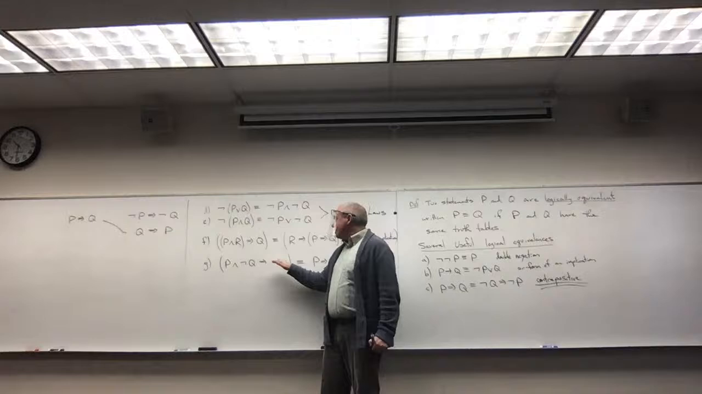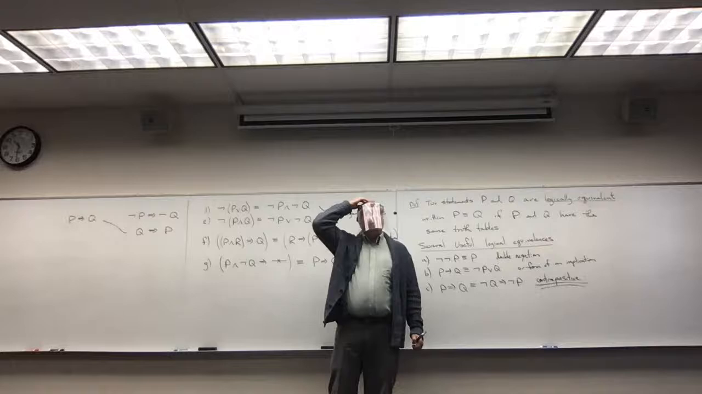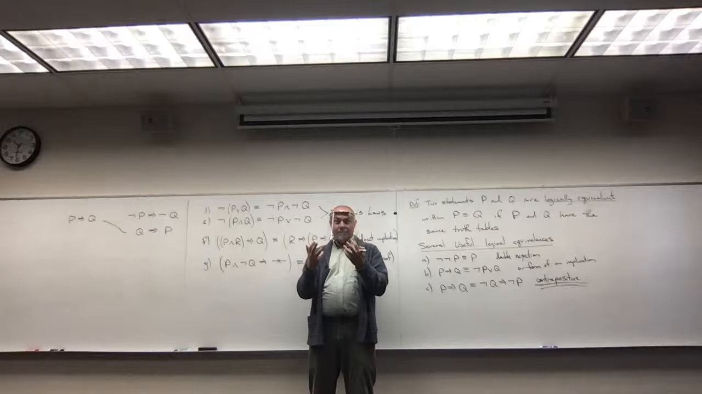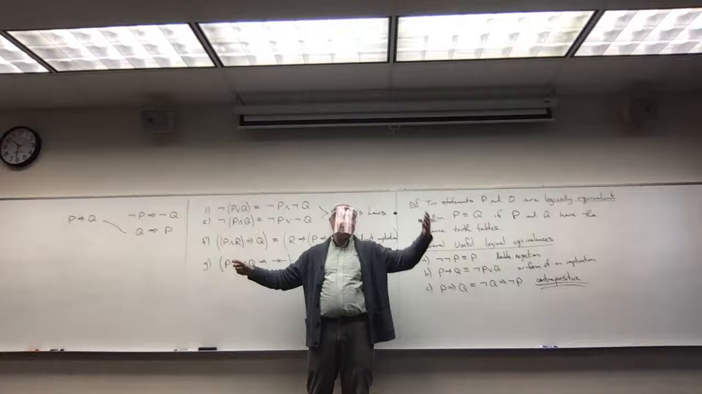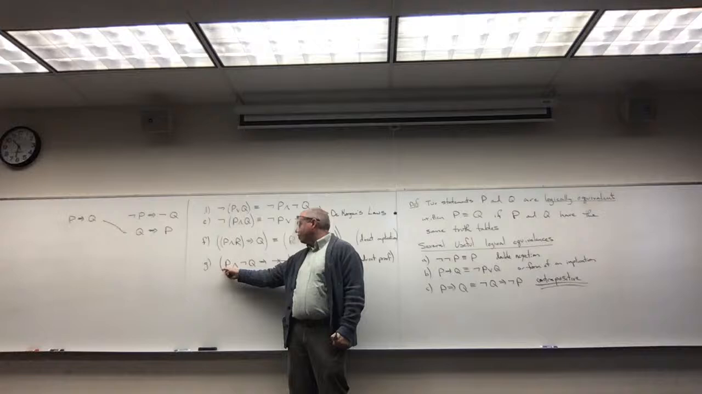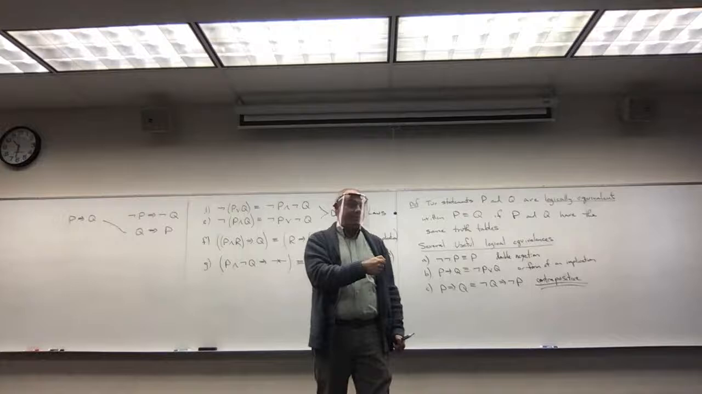So think of it this way. If you could show me that it's absurd for P to be true at the same time that not Q is true, that those two can't be true together, then that means that if P is true, then Q has to be true as well, because these two can't be true together. Does that make sense? So if these two can't be true together, then if this one's true, that means that Q must be true at the same time, which means that P implies Q.